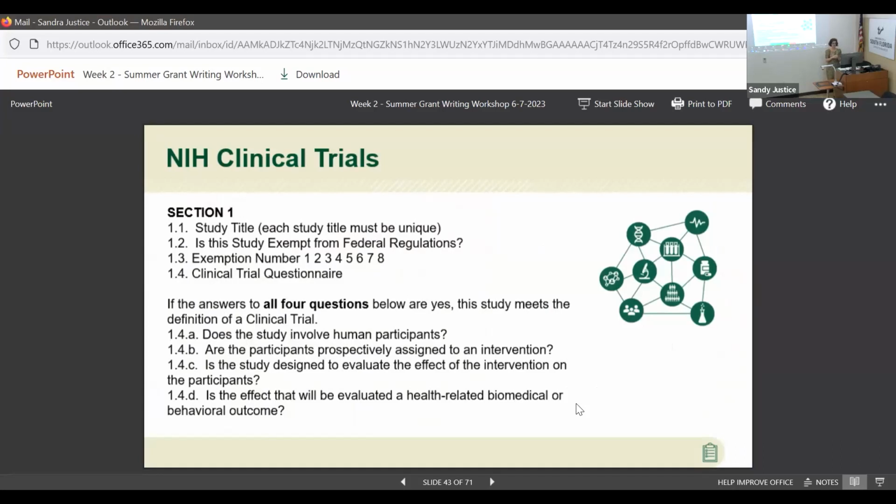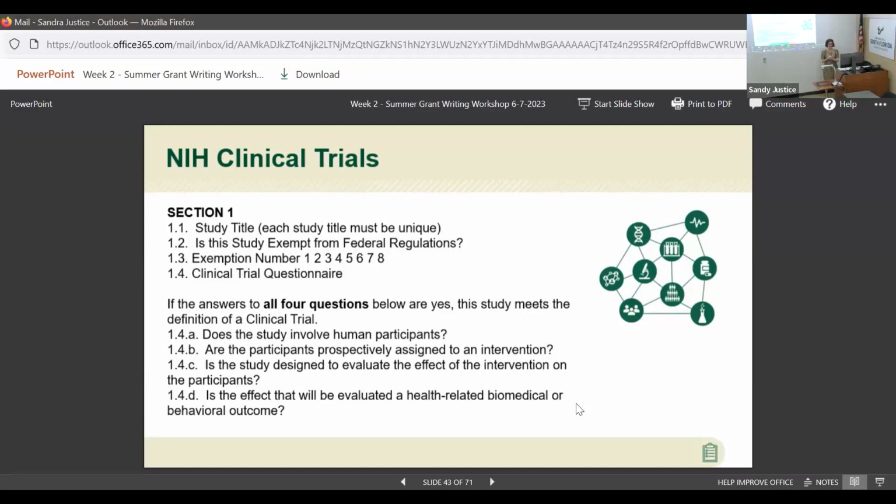Clinical trials must also have prospectively assigned intervention. And a clinical study will also evaluate the effect of that intervention. The intervention may not be a pill that they take. It may be walking the floor, or it might be so many things. 100 things come to mind.